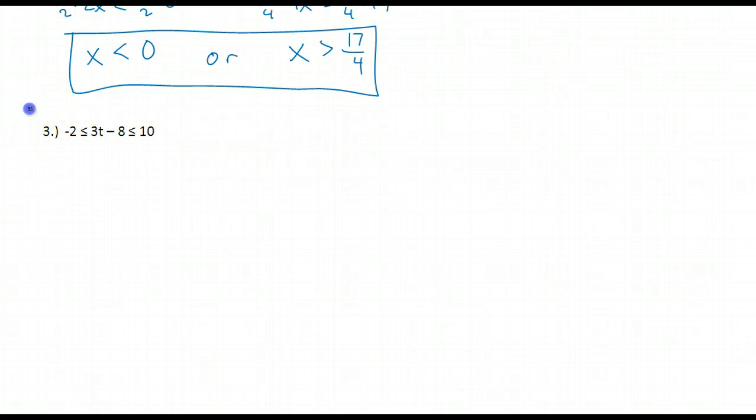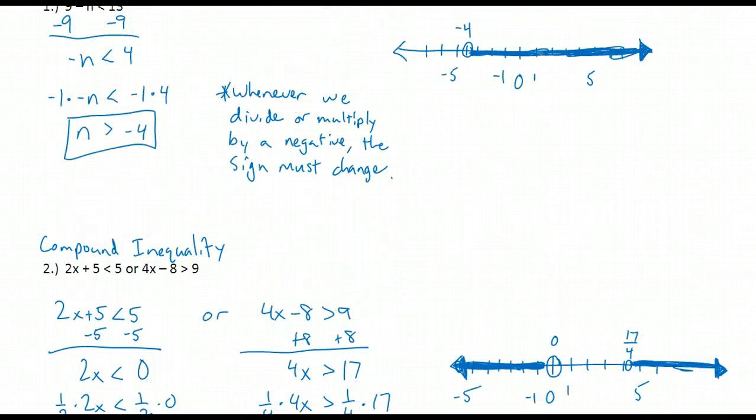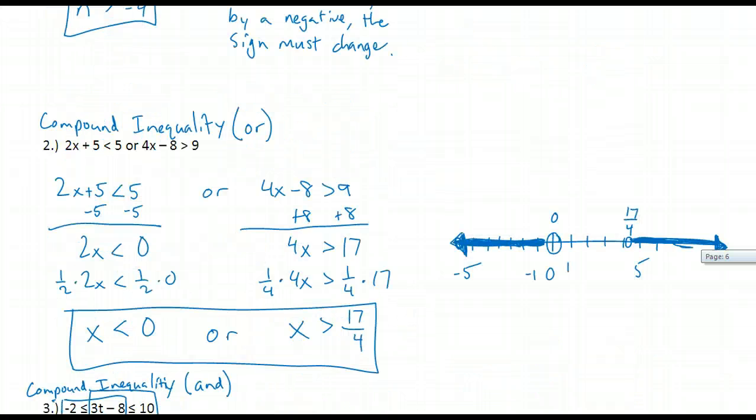Problem number 3 is also a compound inequality. Even though it only looks like one inequality, there's really two inequalities happening at the same time. This is a second kind of compound inequality. This compound inequality is an AND inequality, and this compound inequality was an OR compound inequality.